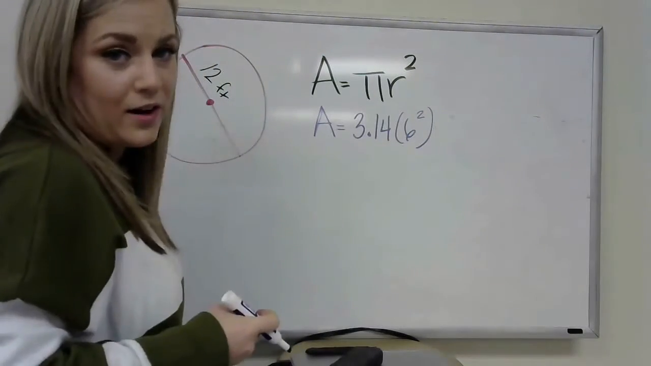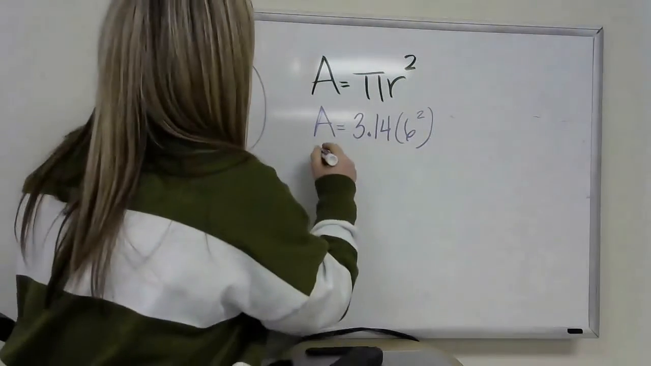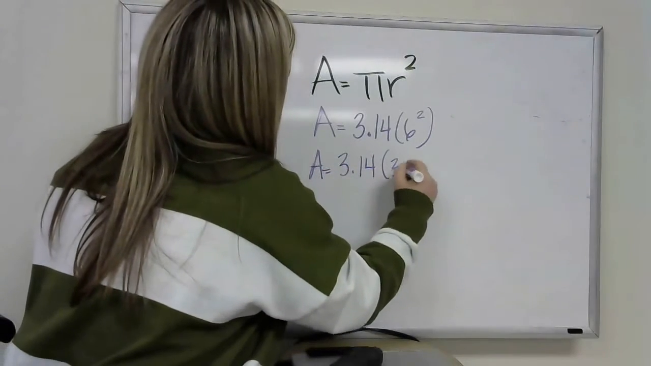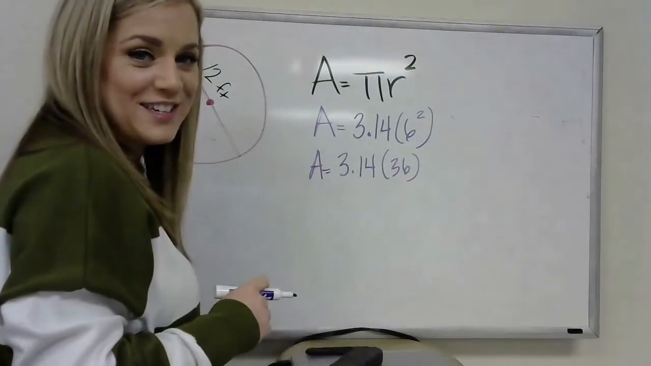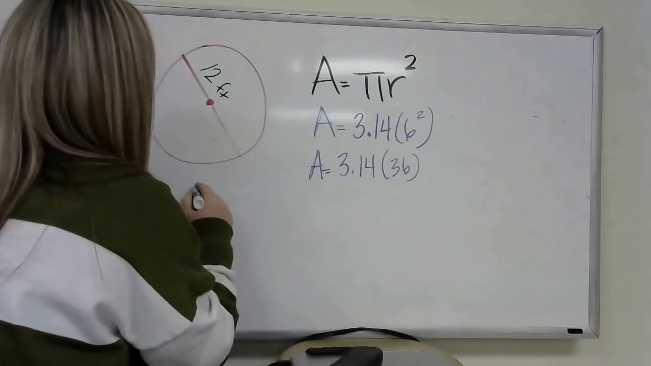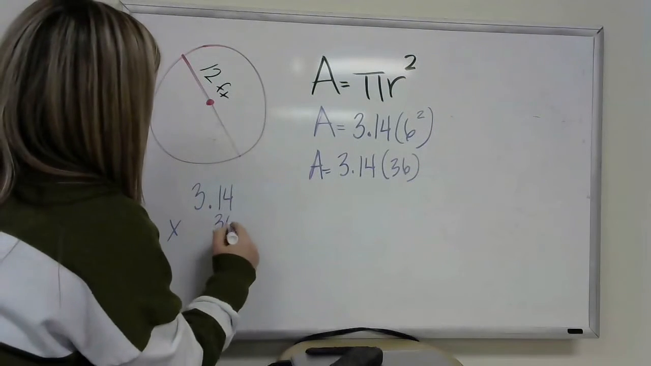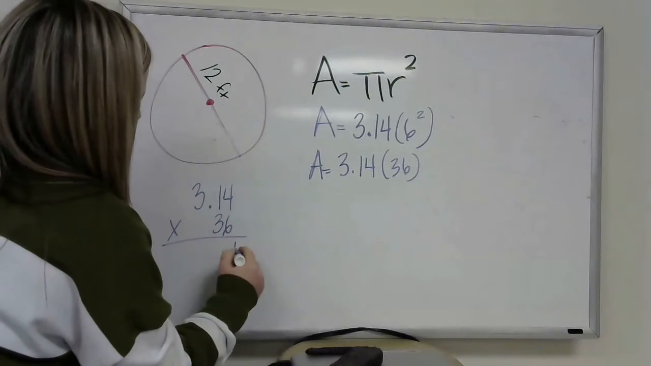I know 6 squared, 6 times 6, is 36. So we have area equals 3.14 times 36. This is a little bit easier, isn't it? It's going to be a lot easier. 3.14 times 36.